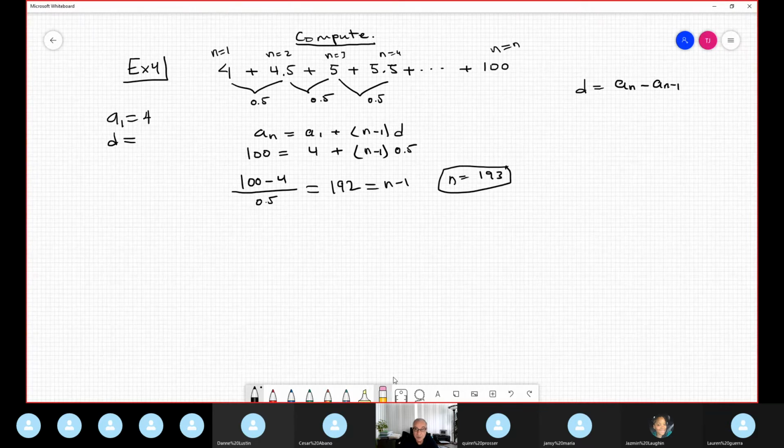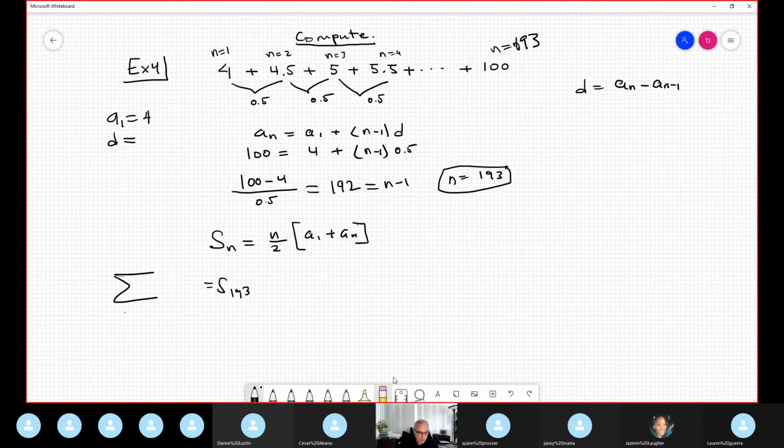This element is located in position 193. Okay, finally, the formula: the summation S sub n is equal to n over 2 times the sum of a1 plus a sub n. It's an easy formula to remember. In our specific case, S sub 193. By the way, this is one symbolic way to write it: sigma from k equals 1 to 193 of a sub k. A sub k is this element.